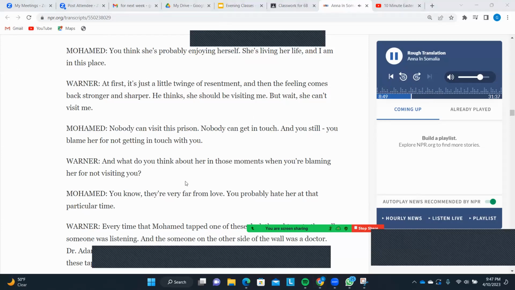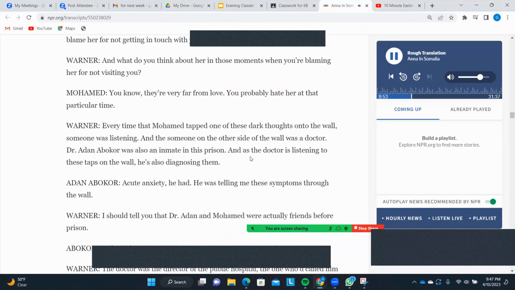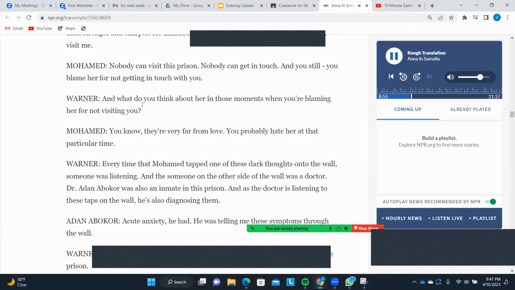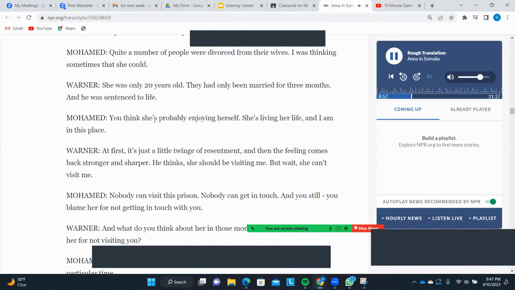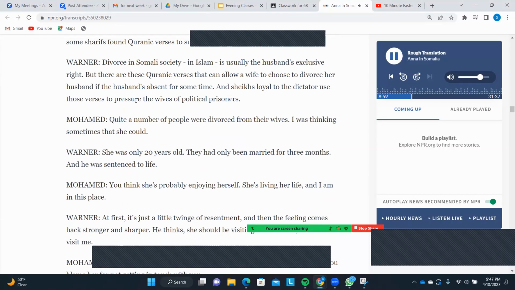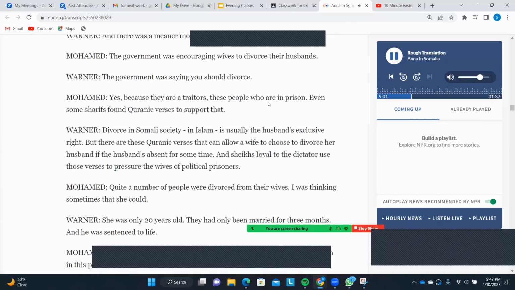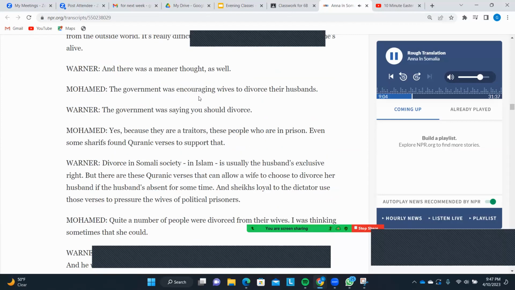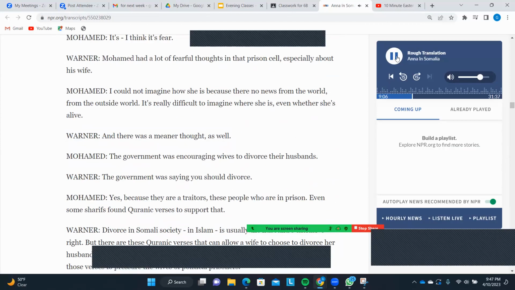Muhammad had a lot of fearful thoughts in that prison cell, especially about his wife. I could not imagine how she is, because there is no news from the outside world. It's really difficult to imagine where she is, even whether she is alive. And there was a meaner thought as well.